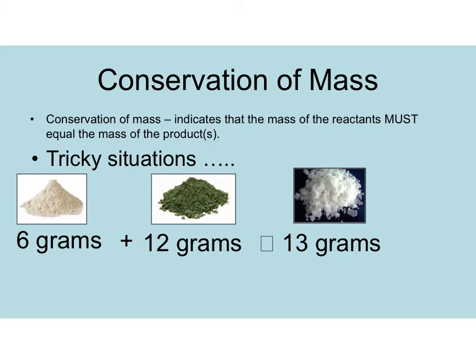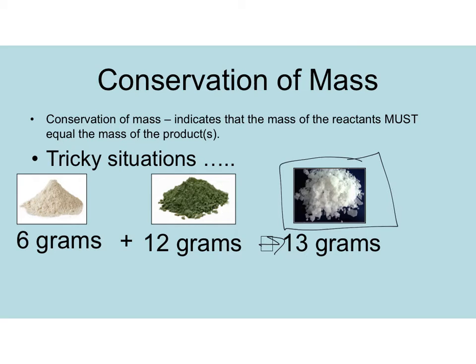Now, there are some examples where it tricks us, where we think, well, the conservation of mass isn't being followed here. So here's an example. Say I take this powder, which is 6 grams, and then I take another powder that's 12 grams, and we end up with 13 grams of this powder. And we're like, well, where did the mass go? That's impossible, because technically you're right, it is impossible.